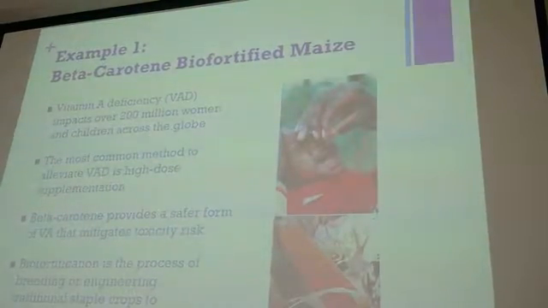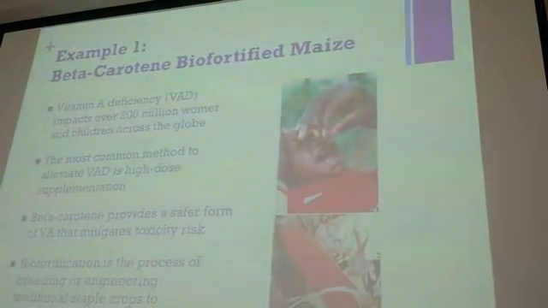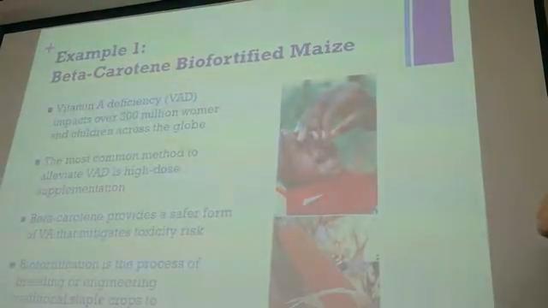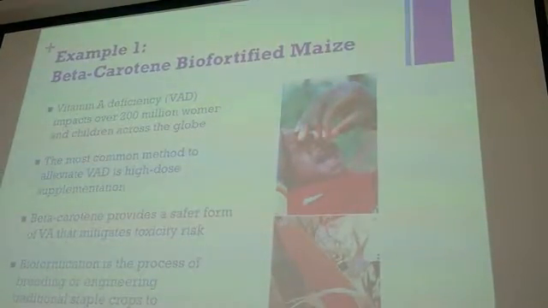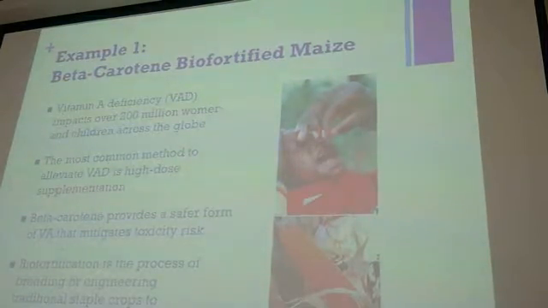The most common method that we use to try to lessen vitamin A deficiency is high-dose supplementation, which is what this picture is up here. It's a little capsule with oil and vitamin A in it that you just squeeze into the child's mouth. So vitamin A is a fat-soluble vitamin, which means it stores in your body. So when you give children doses that are really high, there is some risk associated with that.